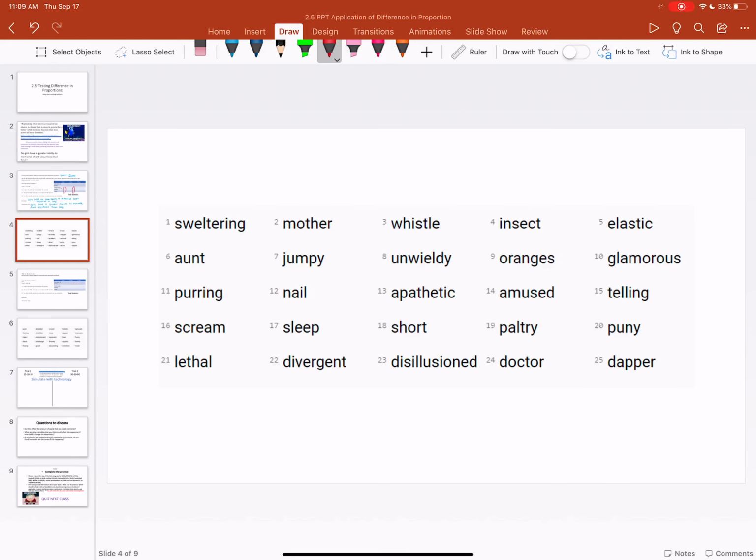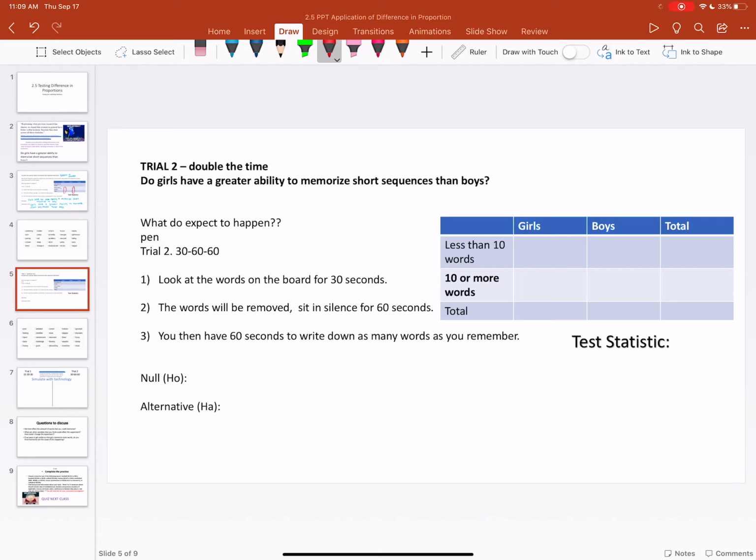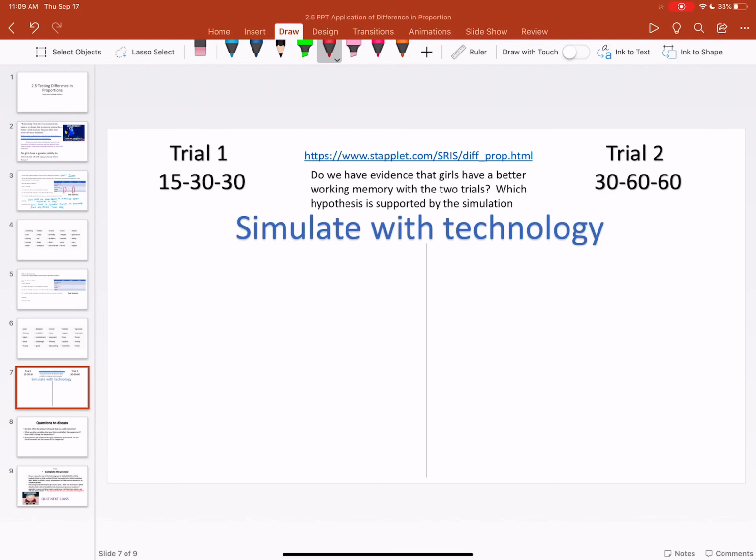So just an example, here are some words. You're going to do it a second time. We're going to see if we change some of the variables that we originally were controlling, if that changes the outcome of our experiment. But ultimately, you're going to create a dot plot and calculate the p-value from your dot plot.